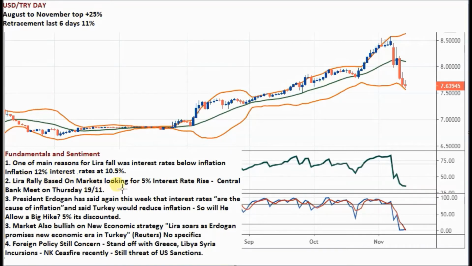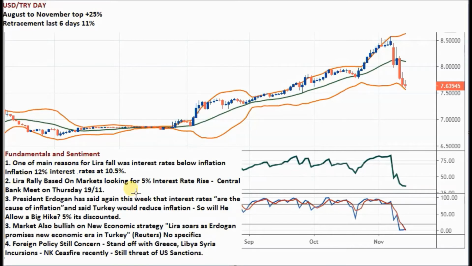Well, it's based on the markets looking for now a 5% interest rate rise. The central bank meets this Thursday. That's a big rise, isn't it? So why is the market looking for that big rise? Because the new central bank governor has come in and said he's going to stabilize things in terms of interest rate policy to help the Turkish economy.